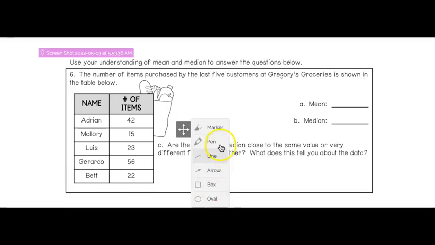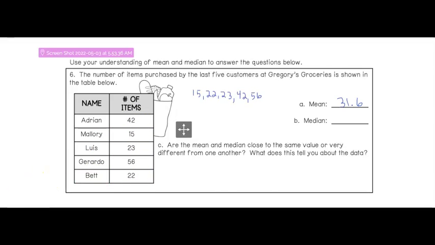All right, so I divided mine up and I got a mean of 31.6. Now for the median though, guys, we've got to order these from least to greatest. So go ahead and do that. Press pause, order them from least to greatest, and see if you can find the median. There's going to be 5, so it should be pretty easy. There should be an exact middle number.